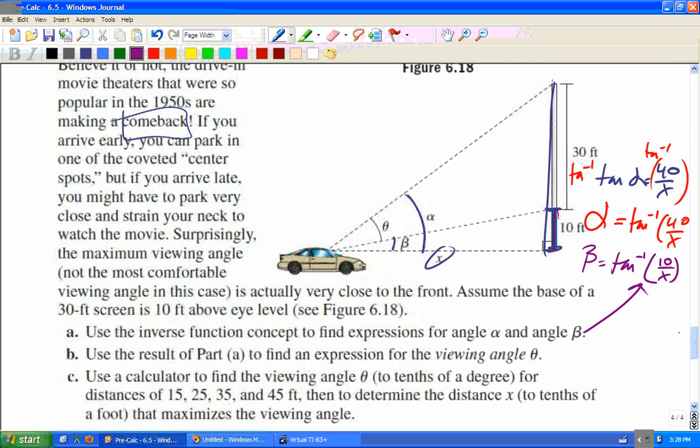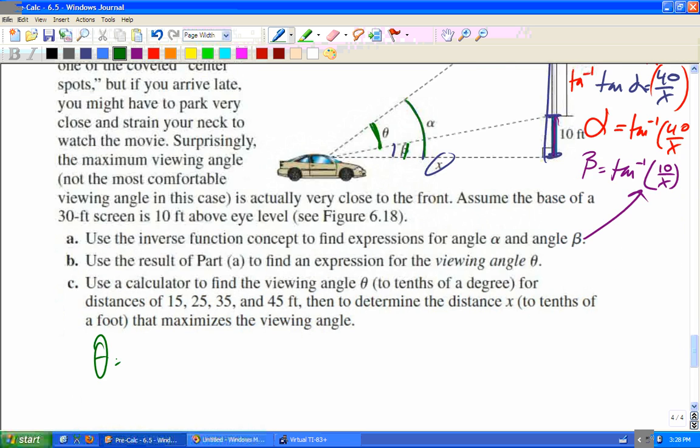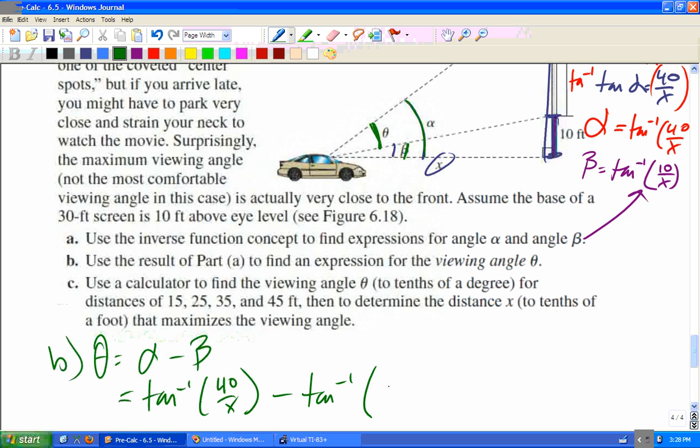Part B is asking, what is the expression for the viewing angle theta? Well, our viewing angle theta is going to be whatever alpha is minus whatever beta is. So since theta equals alpha minus beta, and we've got expressions for alpha and beta, we're just going to plug them in. The tangent inverse of 40 over x minus the tangent inverse of 10 over x, which means we now have an expression for the viewing angle theta in terms of nothing but the distance from the base of the screen to the car itself.